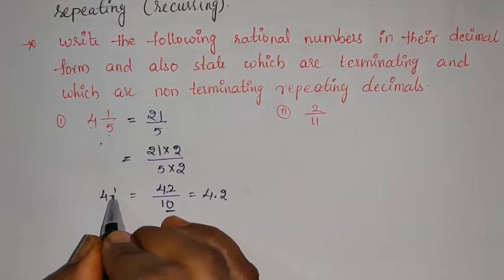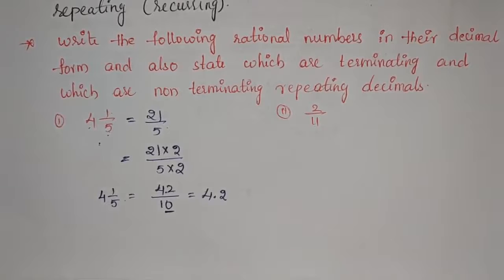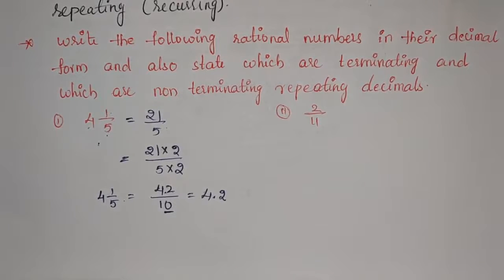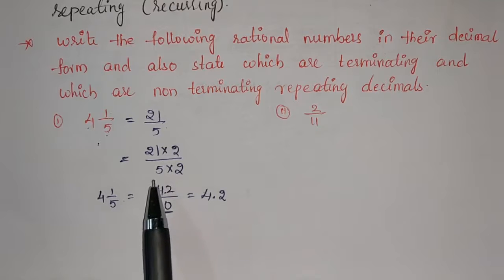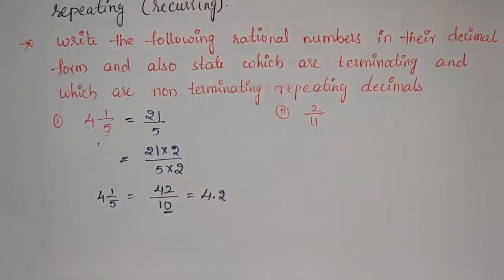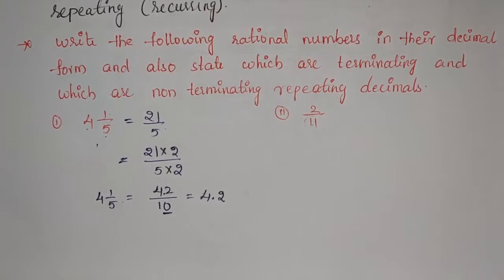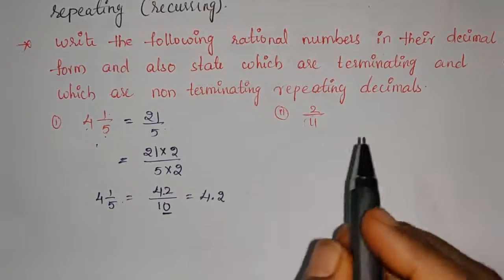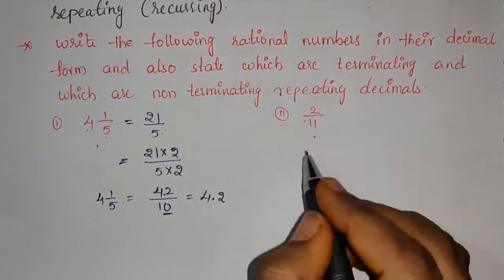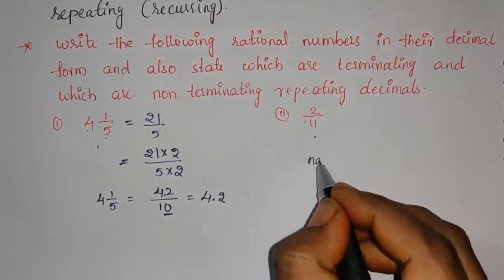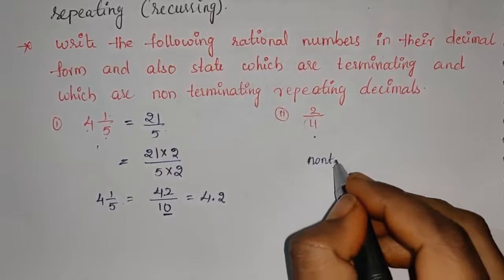This 4 1 by 5, this fraction can be written as 4.2, which is a terminating decimal because the denominator we can write in the form of 2 power n and 5 power m, whereas when you take 2 by 11, here the denominator itself is a prime number which can't be written in the form of 2 power n and 5 power m. So directly we can say this is the non-terminating repeating decimal.